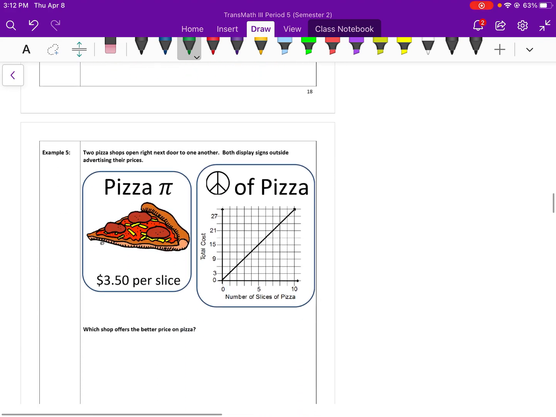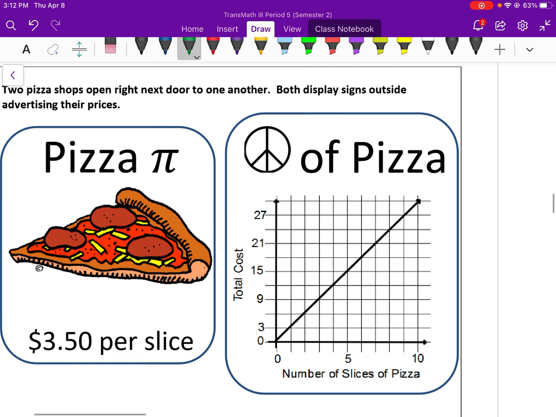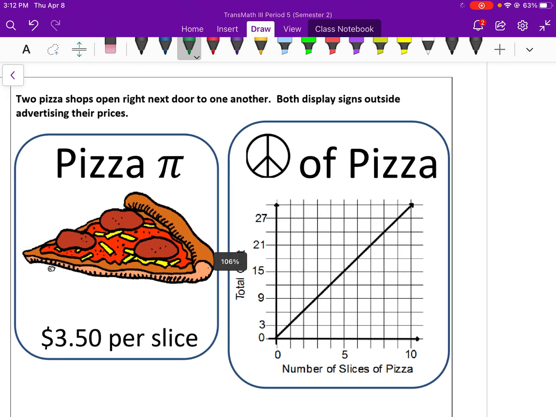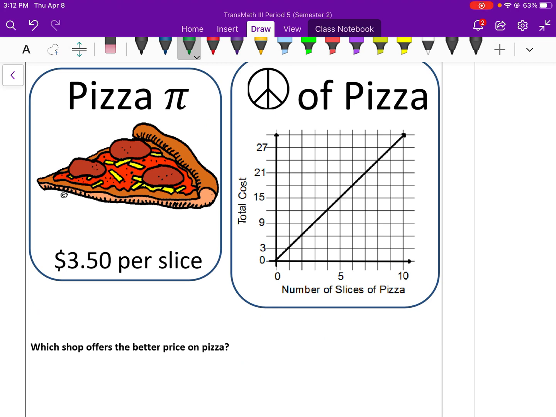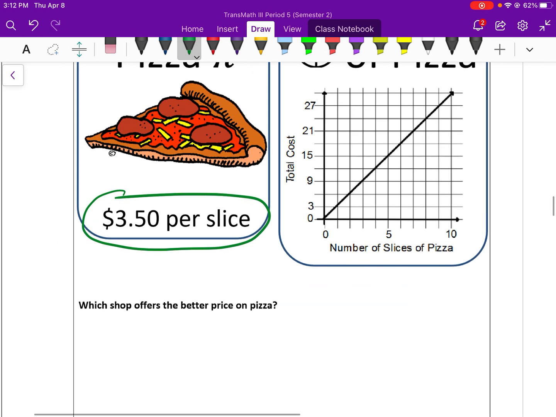Okay, so one last thing. Two pizza shops open up right next door to one another. Both display a sign outside advertising their prices. What we're going to determine is which shop offers the better price on pizza. On that first one, $3.50 per slice. That gives us the unit price of a piece of pizza. Right there, it's $3.50 per slice.